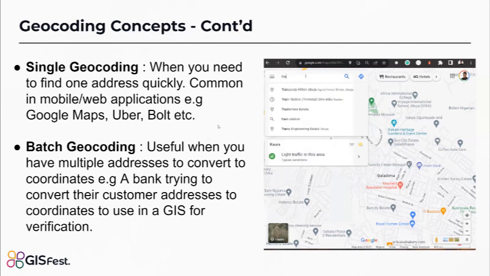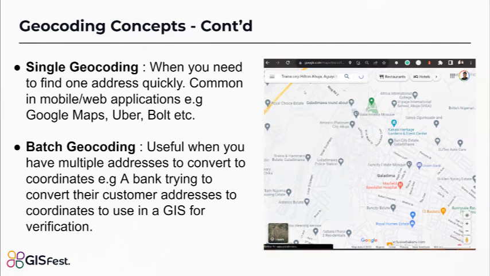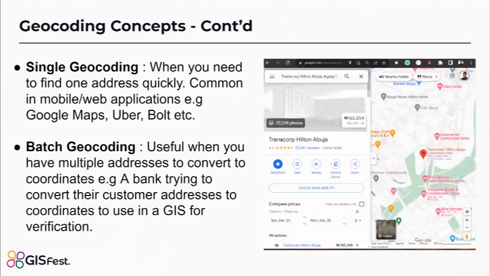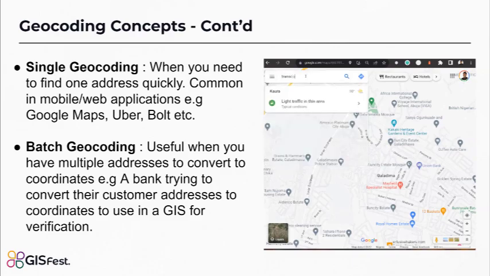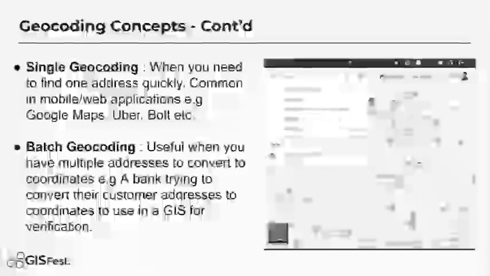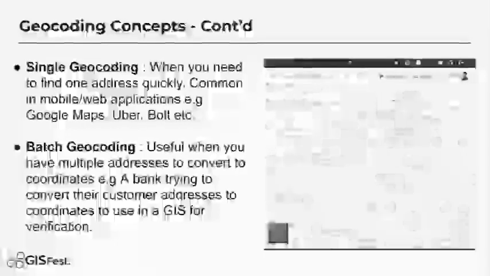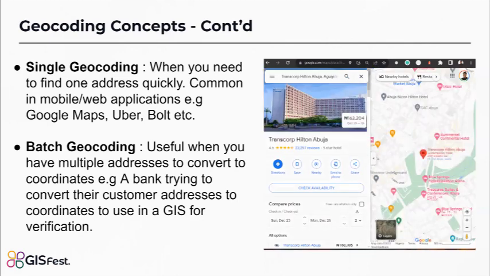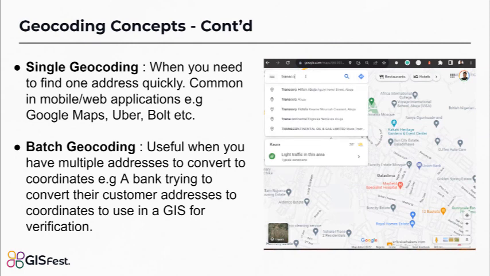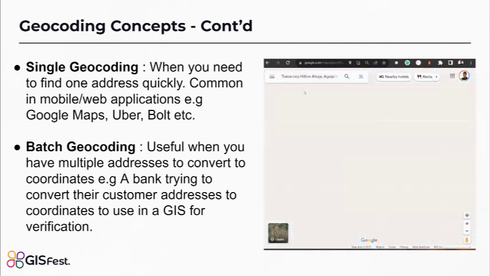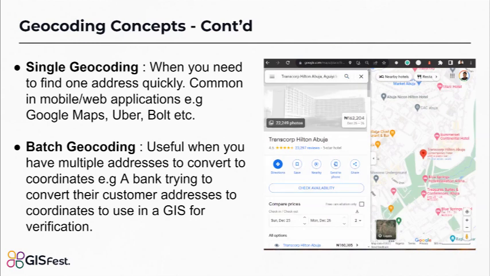So geocoding has a lot of parts. There are two majorly, which are single geocoding and batch geocoding. It's more like the process or how you use the geocoding tool. So when it's single geocoding, it's just what this GIF is representing. I'm trying to search for a single address, so I'll type it, and then I will see the suggestions, and I'll see the result on the map.